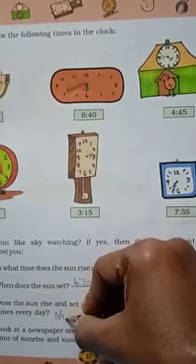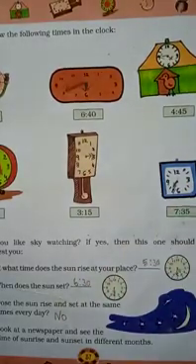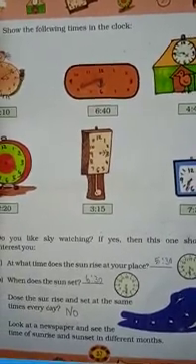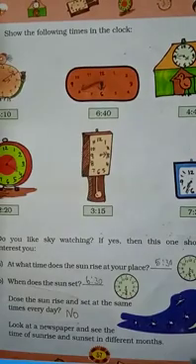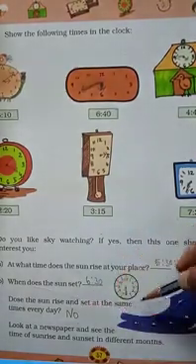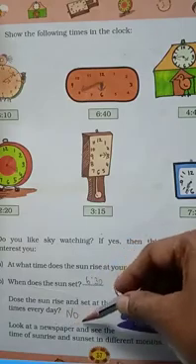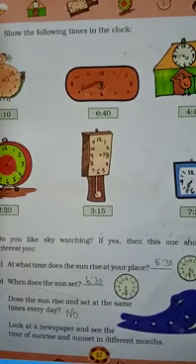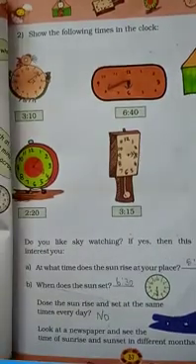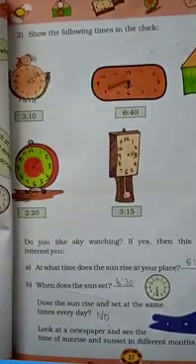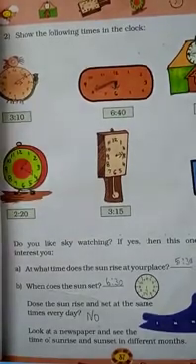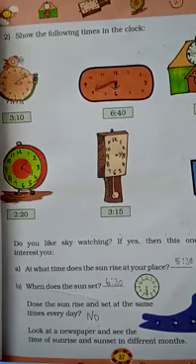Okay, then does the sun rise and set at the same time every day? No. It depends upon the climate and the occasions, so it will never be the same. Next, look at the newspaper and see the time of the sunrise and sunset in the different months, such as January, February, March, April. You should recognize which month that is. Okay, fine.